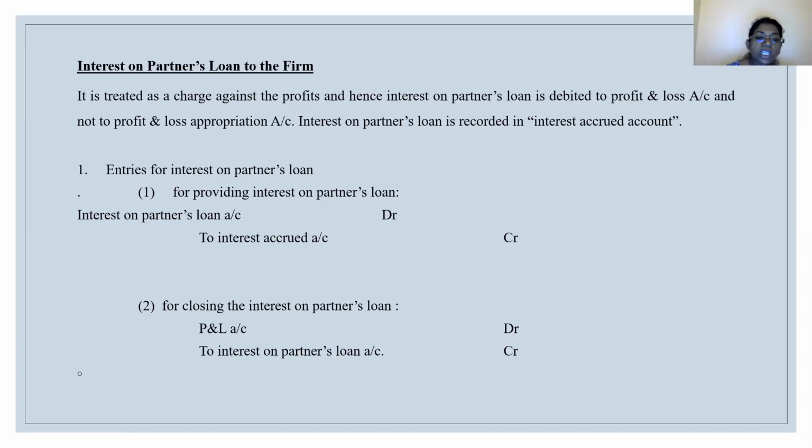So when closing the interest on partner's loan, we are going to debit the income statement and credit the partner's interest loan account. In summary, we can debit the income statement, and finally we can credit it to the partners. Normally, we can credit it to the partner's current account, the loan value.